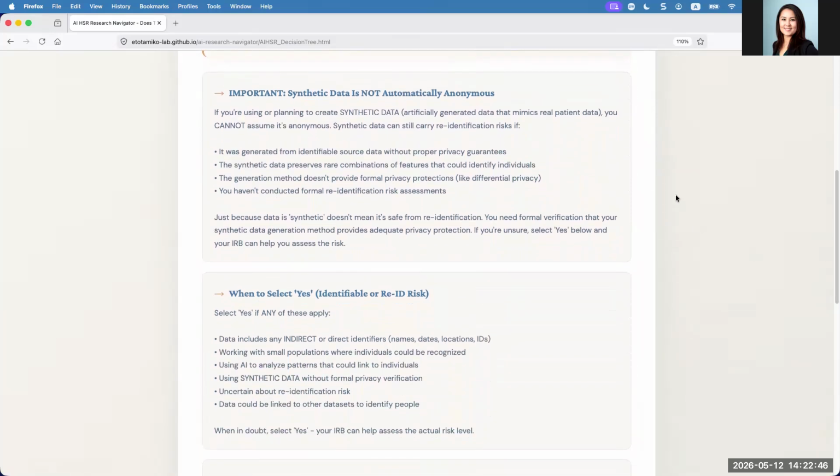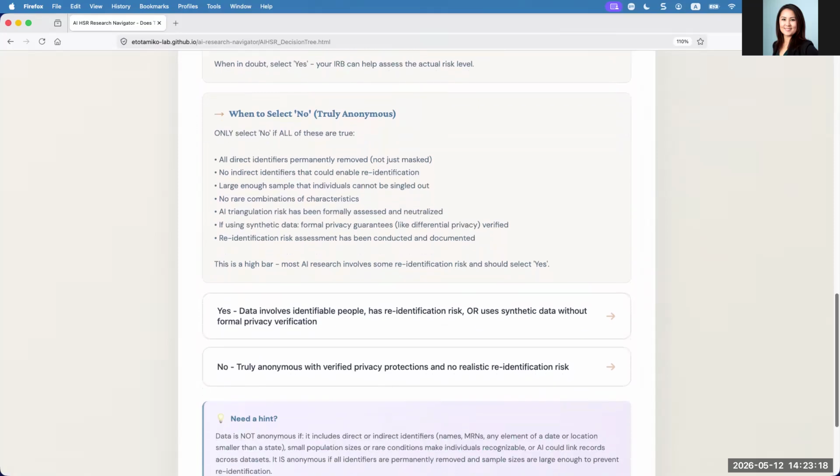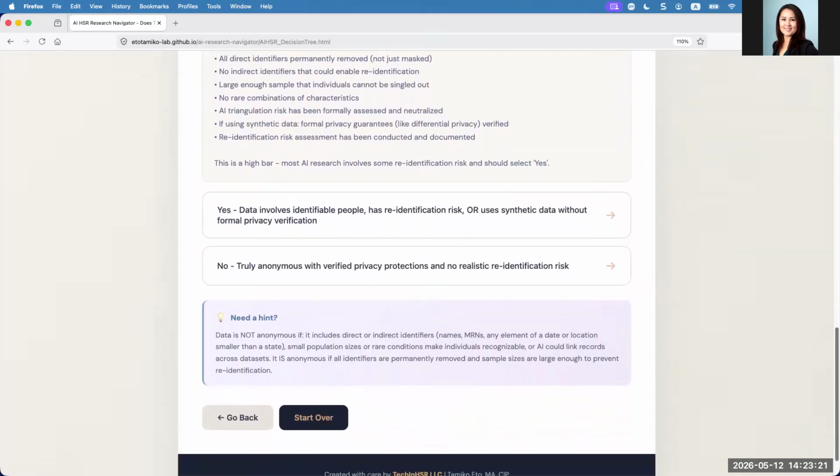The reason why we bring this up is because a lot of people think that as long as they're dealing with anonymous data, then they don't have to go through the IRB and they don't have to go through any FDA considerations. So that's something that we wanted to address straight up front. For our scenario, we used retrospective EHR data, so synthetic data is not relevant. We do have identifiable data. And so for our retrospective EHR study, we would go ahead and say yes, this data involves identifiable people, or it has re-identification risk.